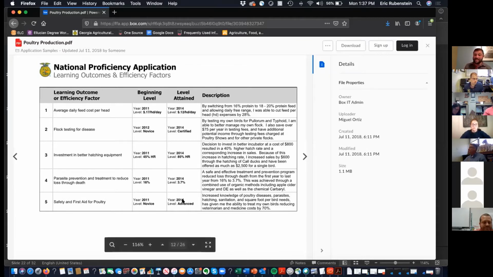The second thing is that there should be continual growth in it. When we look at that, we want to see something that's measurable. For example, just to give you an idea, take this idea of parasite prevention and treatment to reduce loss or death, 16% to 3.7%. Is it easy for us to measure that? As we look at what 16% to 3.7% means, is that easy for us to measure as we're scoring the application?